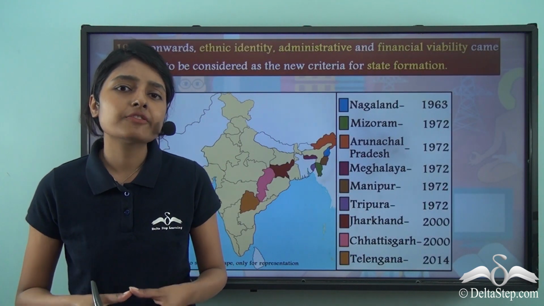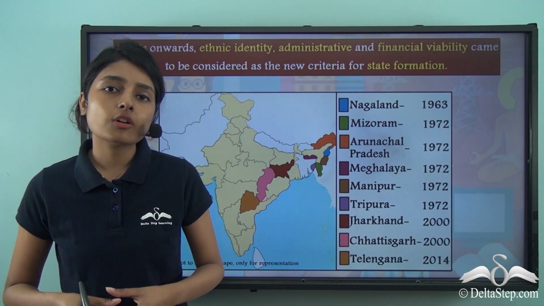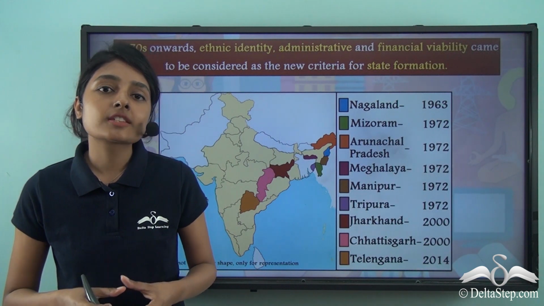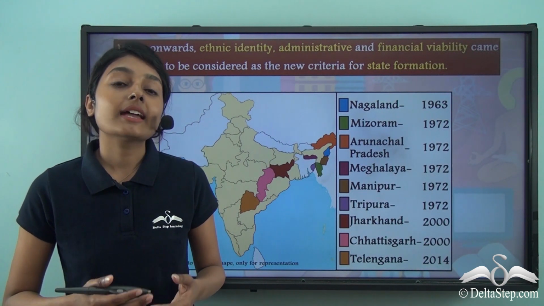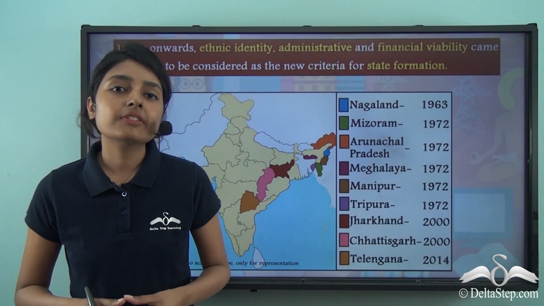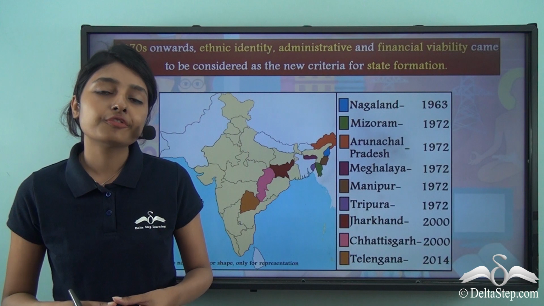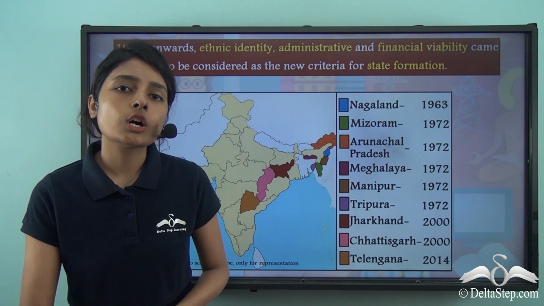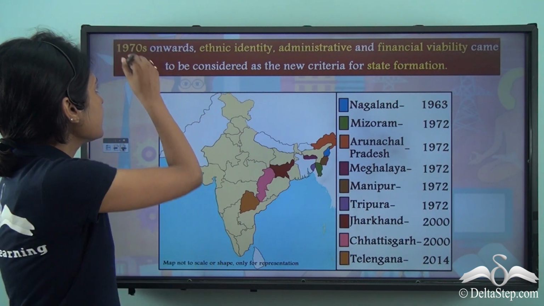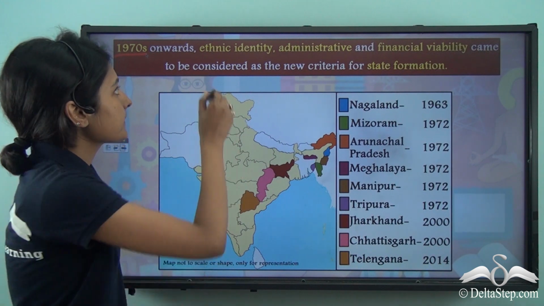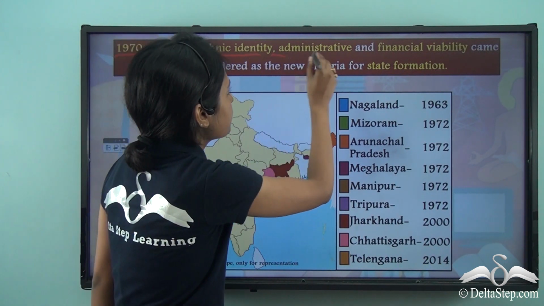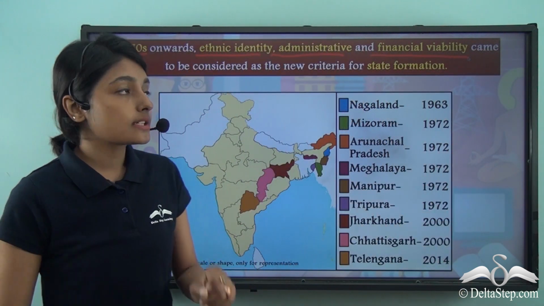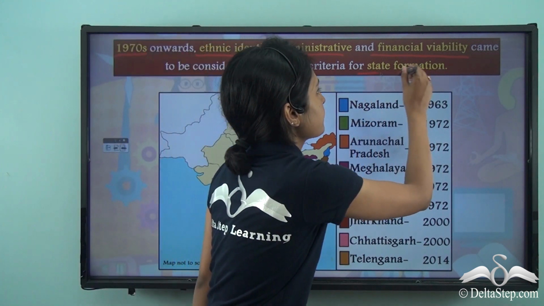But issues were never to end, because after the formation of states based on the linguistic identity of people, new kinds of issues came up that pertained to the ethnicity of people. Because people living in the northeastern parts of India have felt alienated and marginalized from a long time. And so, 1970s onwards, ethnic identity, administrative and financial viability came to be considered as the new criteria for state formation.